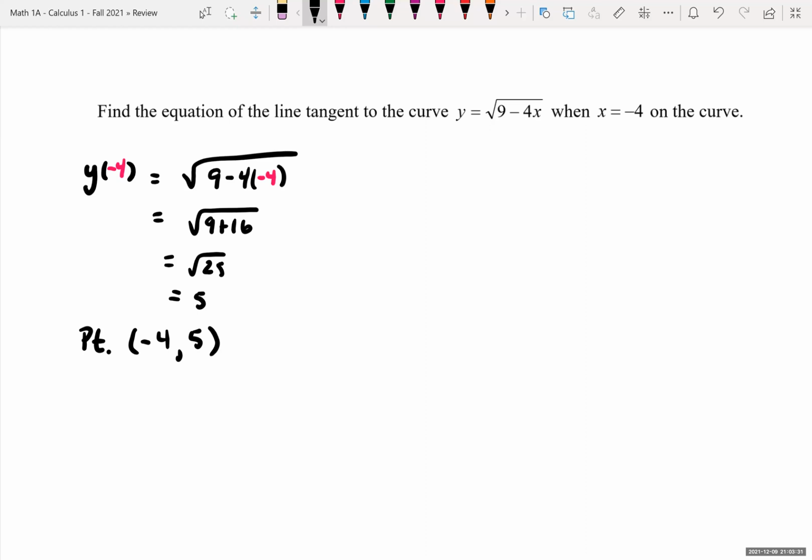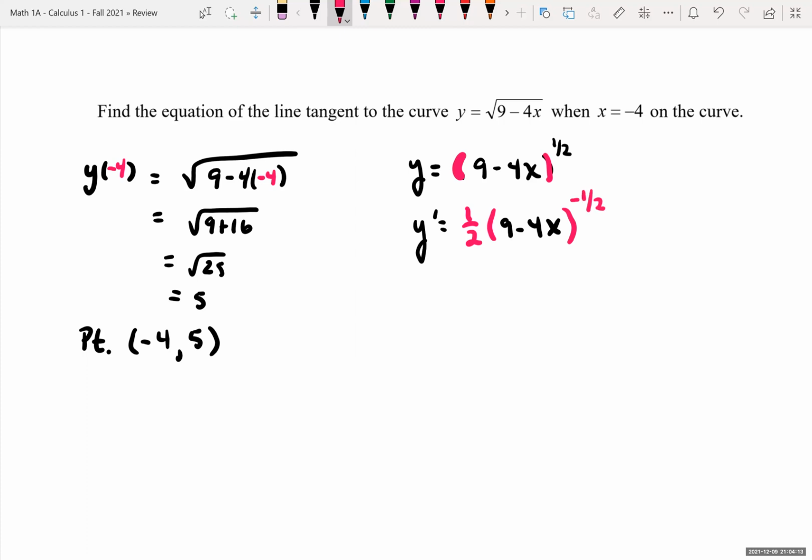Now we need to find the slope of the tangent line. So we want the slope of the curve at x equals -4. We know we can find the slope of a curve by taking the derivative of our function. So let's rewrite y a little bit to help us take the derivative. Let's rewrite it as (9 minus 4x) raised to the 1/2 power. Now when we take the derivative, we can use the chain rule. Taking the derivative of our outer function, we have 1/2 of the inner function, 9 minus 4x, with the exponent decreased by 1, so 1/2 minus 1 gives us -1/2, times the derivative of the inside. The derivative of 9 minus 4x is just -4.